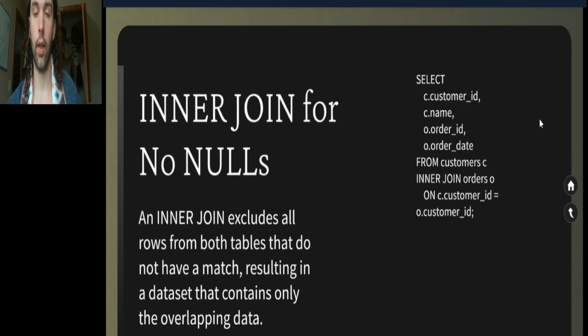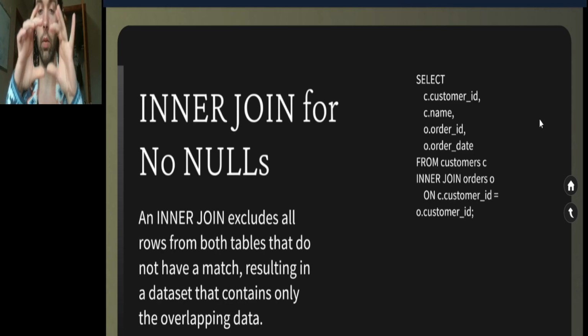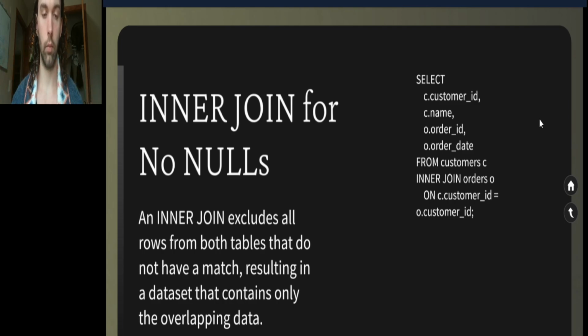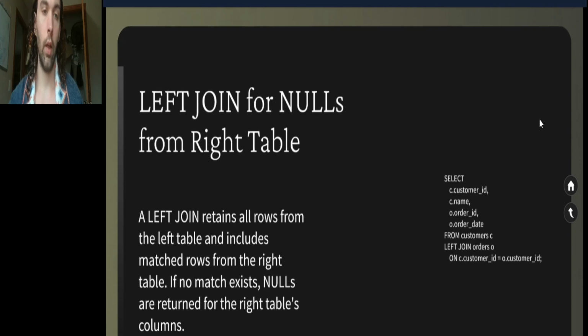An inner join in this example would allow you to get all the customers who actually have orders, and it would go, cool, there's a match here, there's a match here. On the customer ID, we're going to retrieve the customer ID, the customer name, the order ID, the order date from the result set created by grabbing from the customers table and the orders table where there is a match. And we're going to get rid of everything else basically.